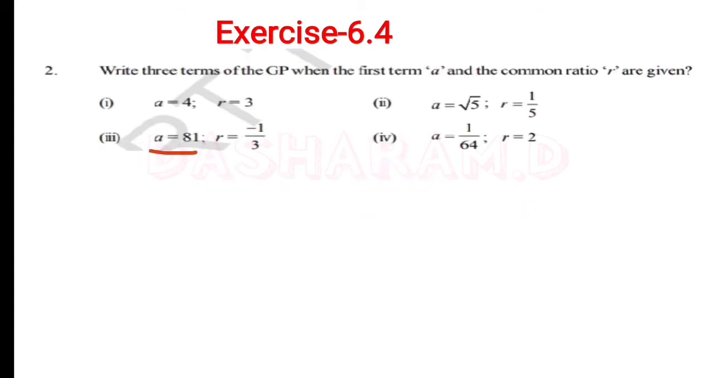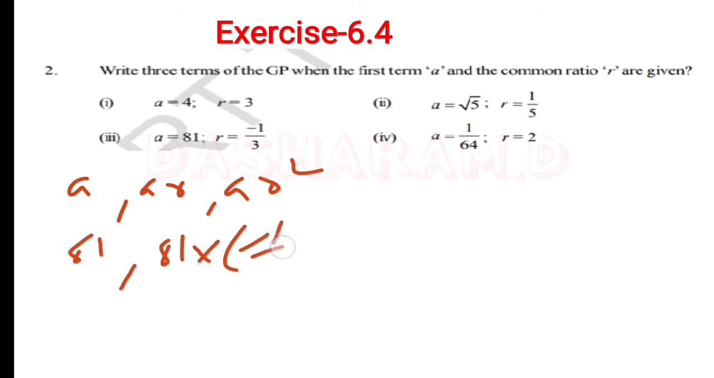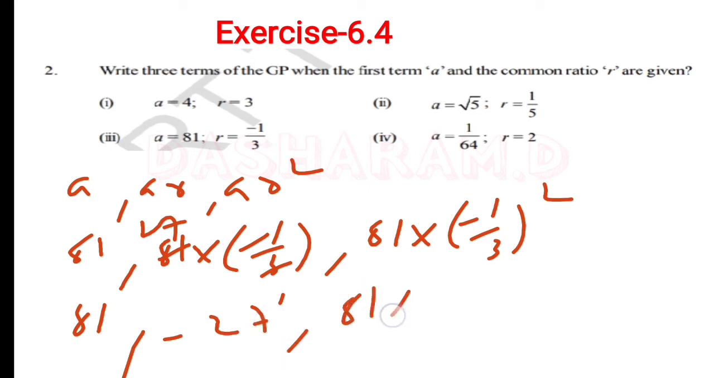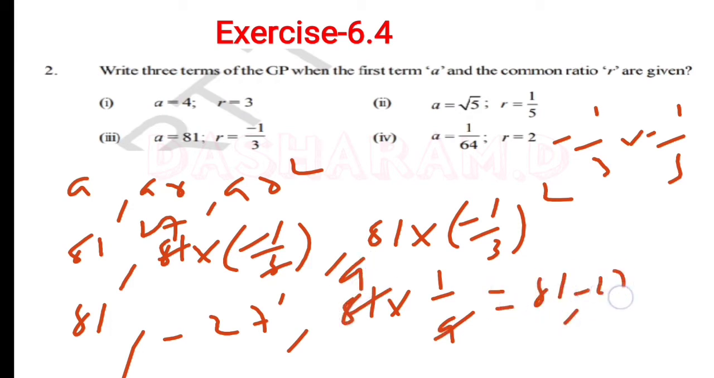Next, third problem: A equals 81, R equals minus 1 by 3. So the three terms are A, AR, AR square. A value 81. So 81 into minus 1 by 3 comma 81 into minus 1 by 3 whole square. So 81 comma, here 3 ones are 3, 3 twos are 6... so minus 27. 81 into minus 1 by 3 whole square means minus 1 by 3 into minus 1 by 3, 1 by 9. So 9 ones are 9, 9 nines are 81. So 81, minus 27, comma 9 is the answer.